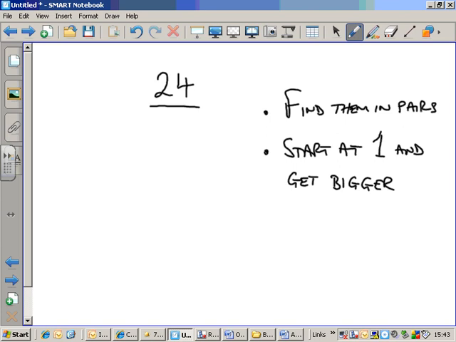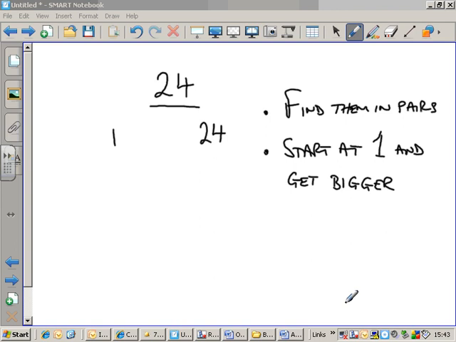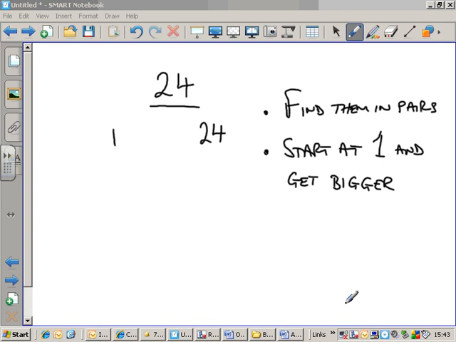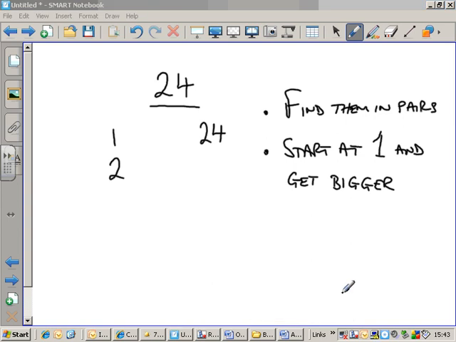So here we go, finding them in pairs. Start with 1. 1 will always go into any whole number, won't it? How many times does 1 go into 24? Of course, 24 ones make 24, don't they? 1 times 24 is 24. So we find that 1 and 24 are factors of 24. How about 2? 2 is the next number after 1, isn't it? Does 2 go into 24? Well, 24 is an even number, so all even numbers are divisible by 2, aren't they? So let's write down the 2 on the left. And how many times does 2 go into 24? 2 times 12 is 24, isn't it? 12 plus 12 is 24, right? So we'll find that 12 is also a factor of 24.